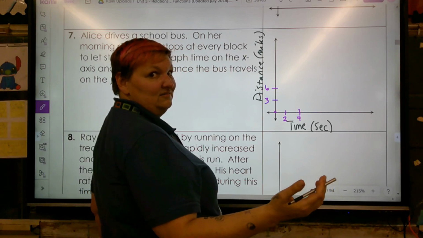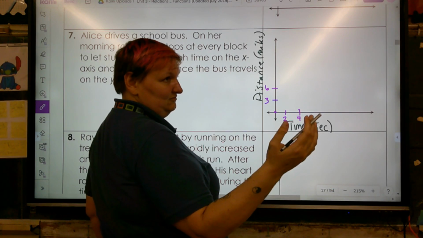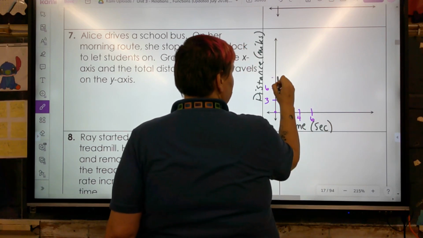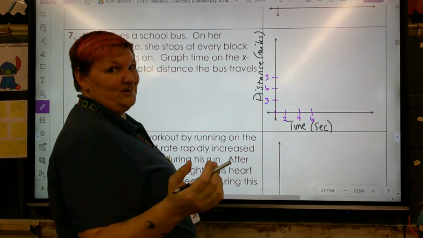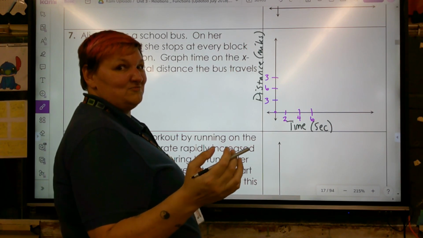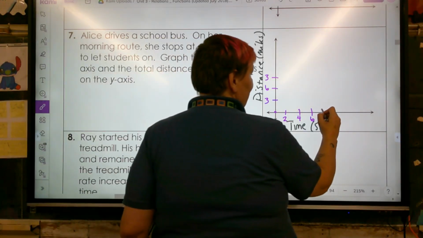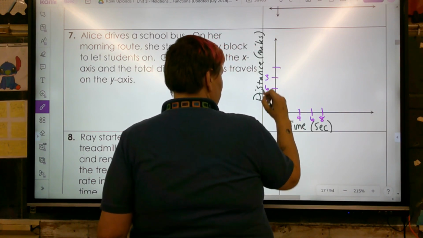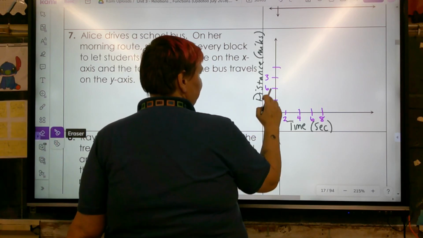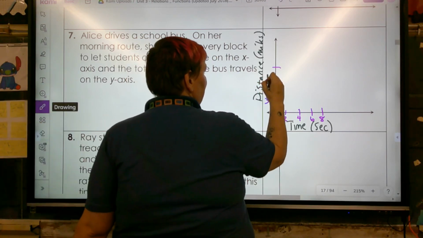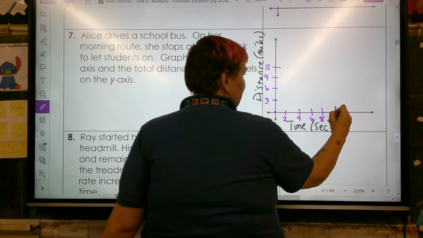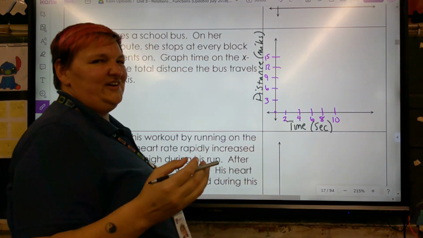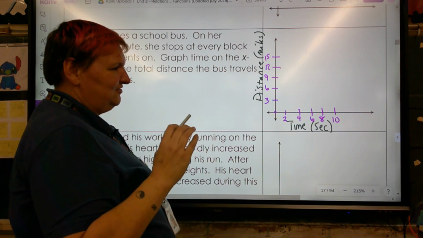Every block. Country blocks. Rural blocks. Right? And then she's going to go another 2 minutes and another 3 miles. This is a fast bus driver. Her bus ride is probably fun. You see what I'm doing? It's a pattern. 2, 4, 6, 8, 10 minutes; 3, 6, 9, 12, 15 miles. I'm probably exaggerating by saying she's going so fast, but don't panic.